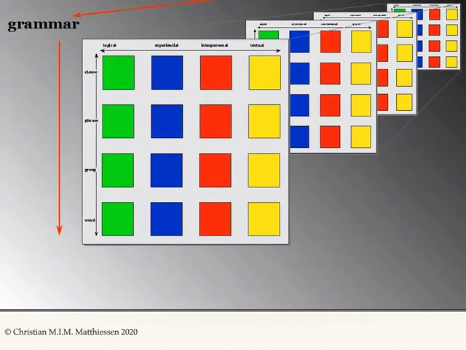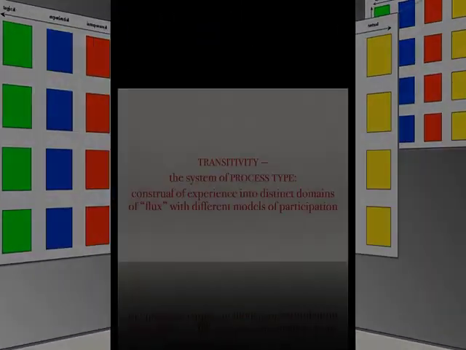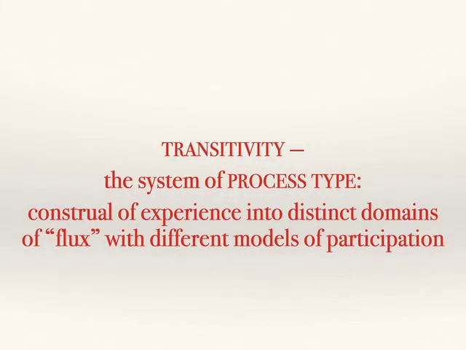So we're in the blue square in our schematic function rank matrix. Experiential column, clause row. The system of transitivity, and within that, the system of process type. We're concerned with the construal of experience into distinct domains of flux or goings on in our experience of flow events. And process type sorts these into different models of participation.